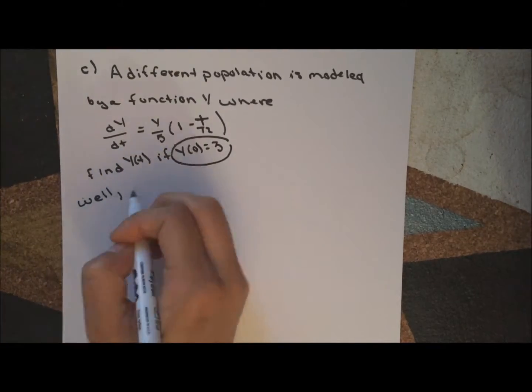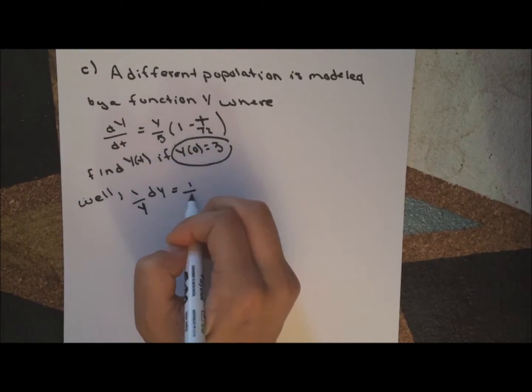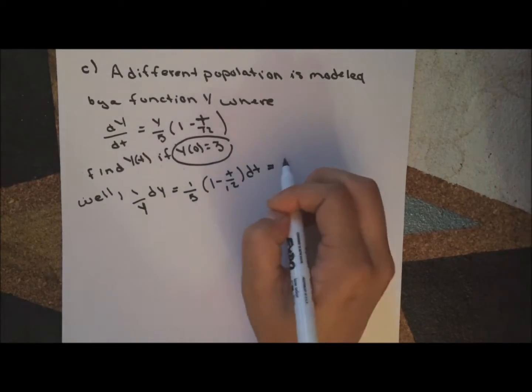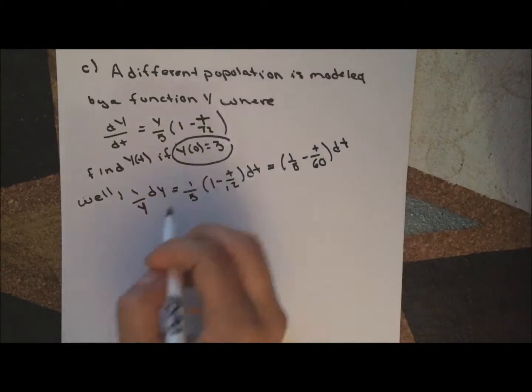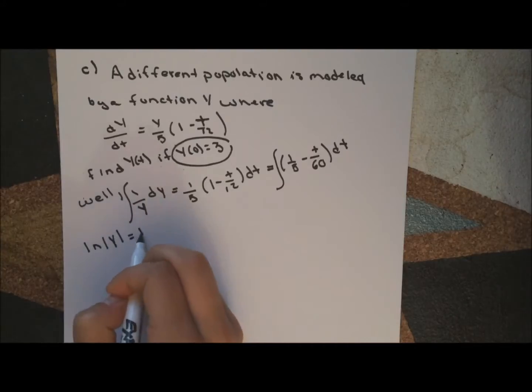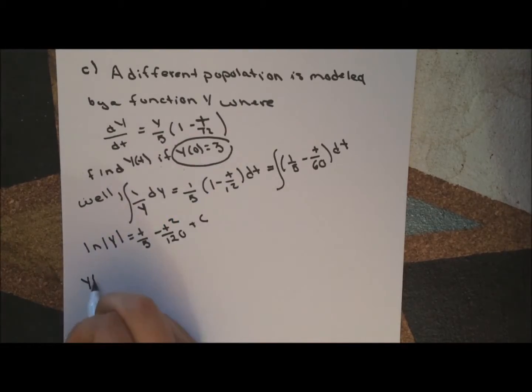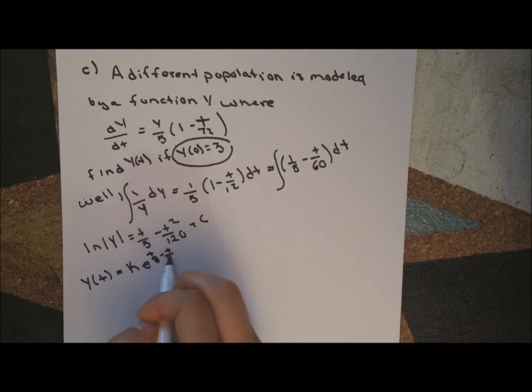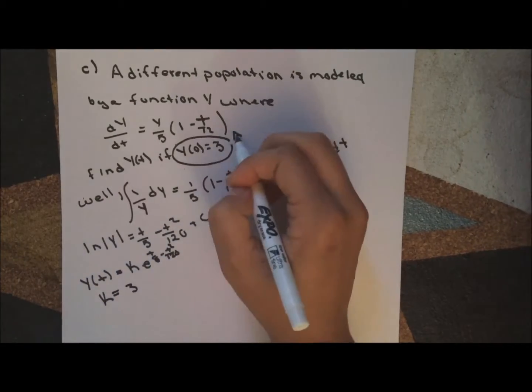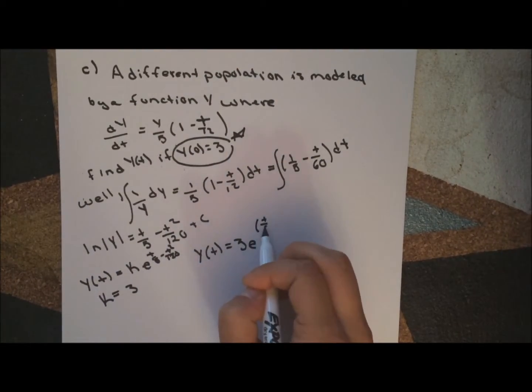The first step is separating variables. Therefore, we have 1/y dy = (1/5 - y/60) dt. We integrate both sides and then exponentiate to get our final equation. Using our initial conditions, we find that k equals 3. Therefore, our final equation is as shown.